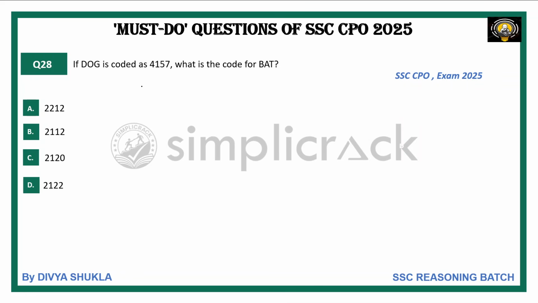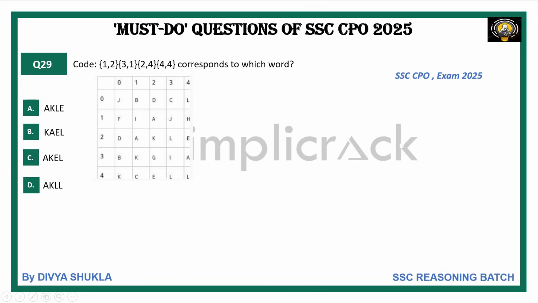Dog is coded as 4157. So you can see all of these are place values. All are place values. So bat would be coded as 2120. Option C is the correct answer for this question.